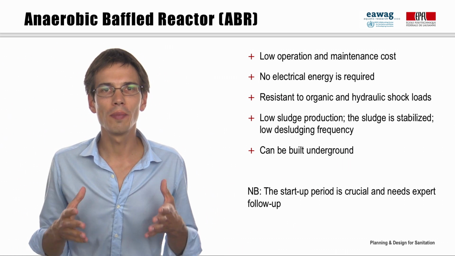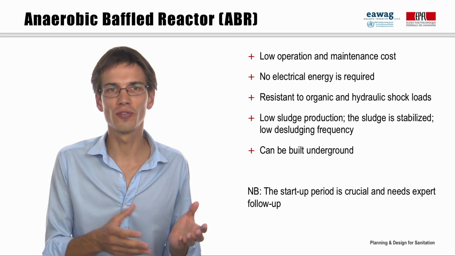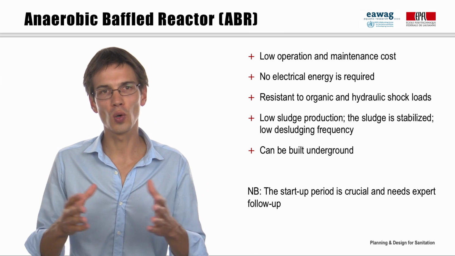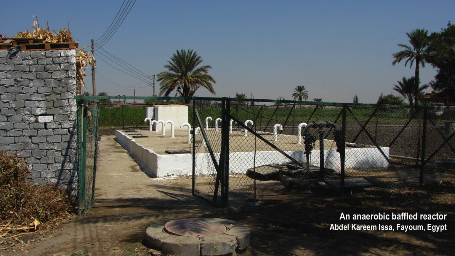It is thus well stabilized and hence easier to treat further, and the sludging is not required frequently. An ABR is quite compact, as shown here in Egypt. What is more, they can be built underground, which gives flexibility for their implementation. They can even be implemented under a garden or a parking space.